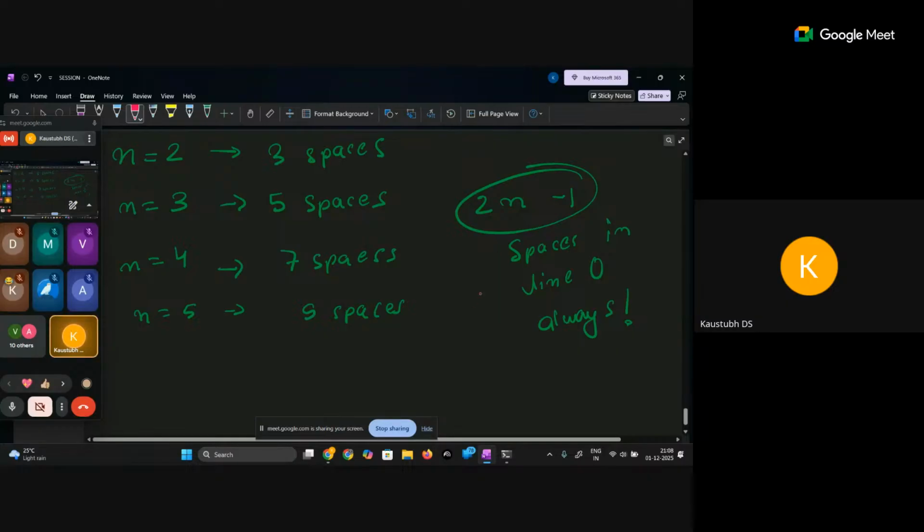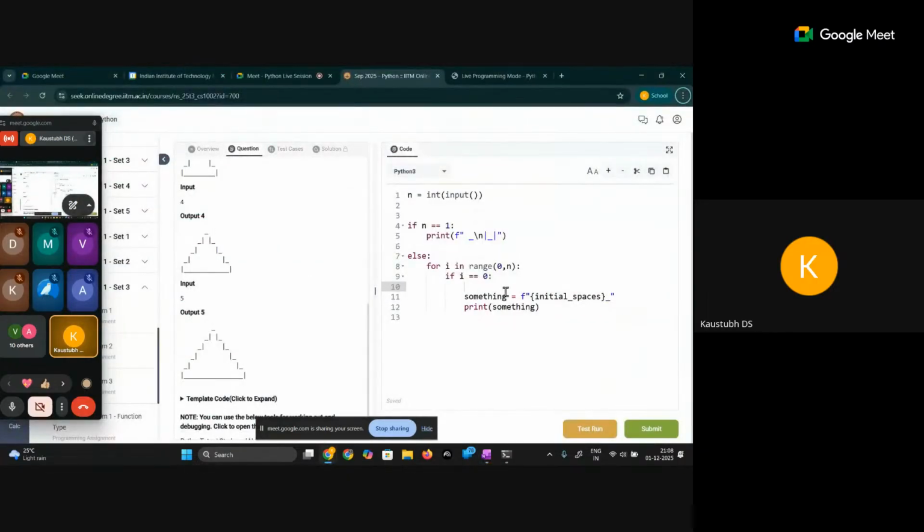Okay, so 2n minus 1 is what we found right here. So that is what we'll do: initial spaces and then the last underscore. So now I'll define initial spaces. Initial spaces equals 2 times n minus 1.